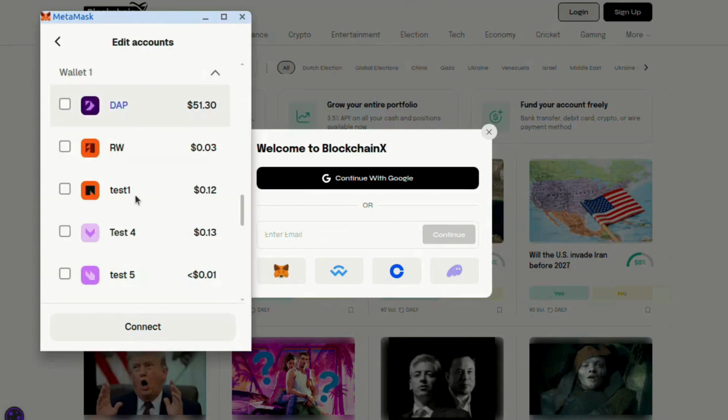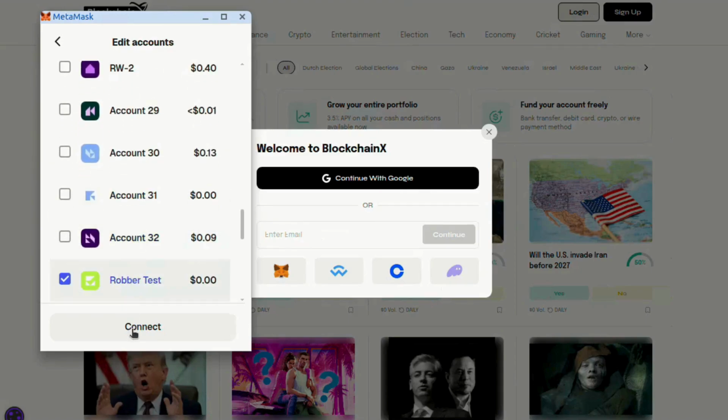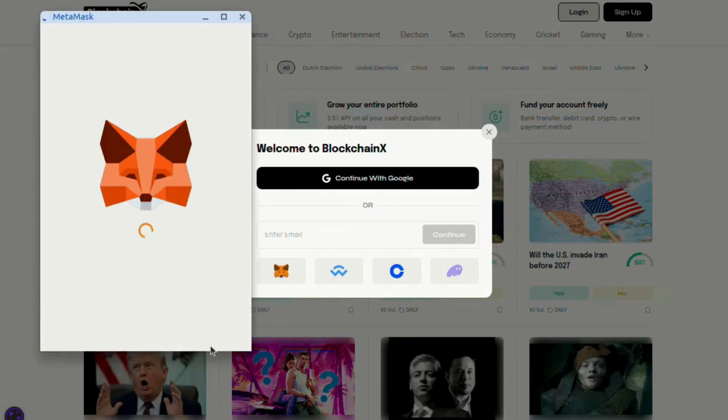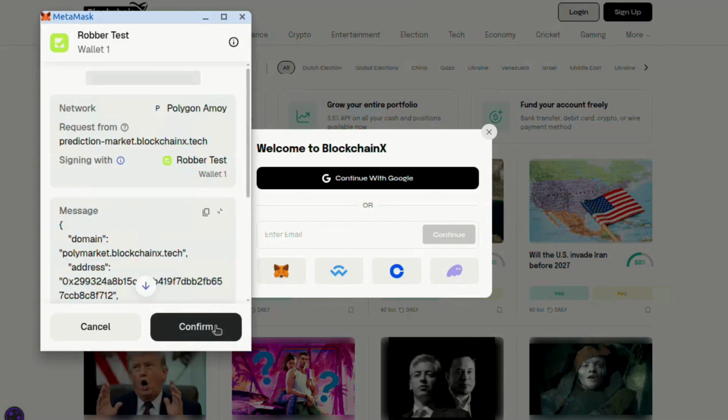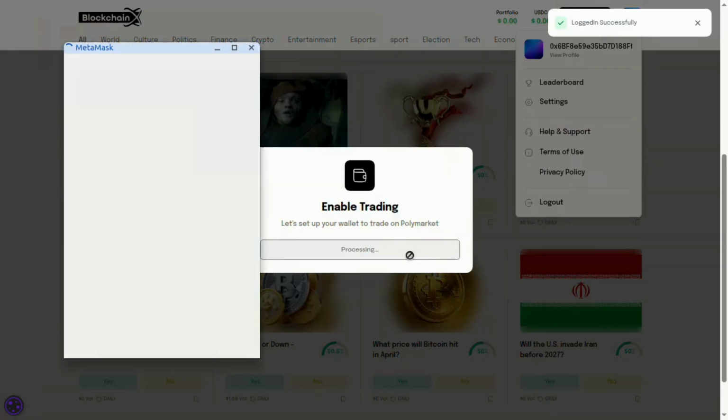Once connected, the user is asked to sign a message for authentication. The user confirms the signature request in MetaMask. After successful verification, the user account is created. The user is now logged into the platform and ready to proceed. This completes the user sign-up process using MetaMask.